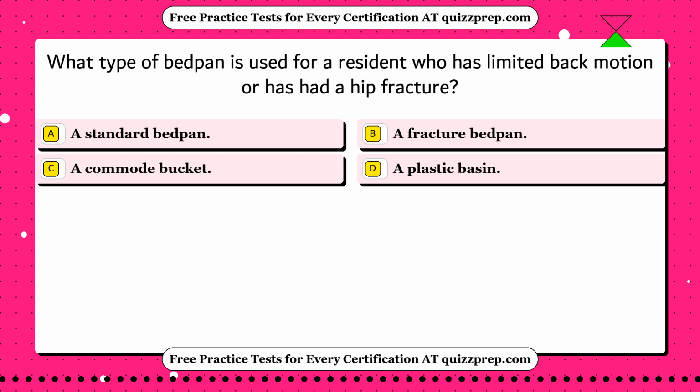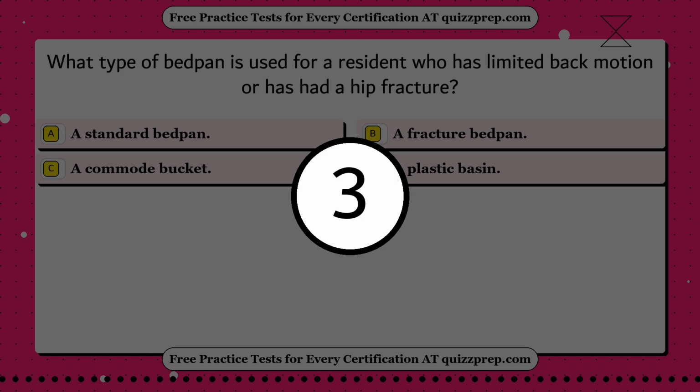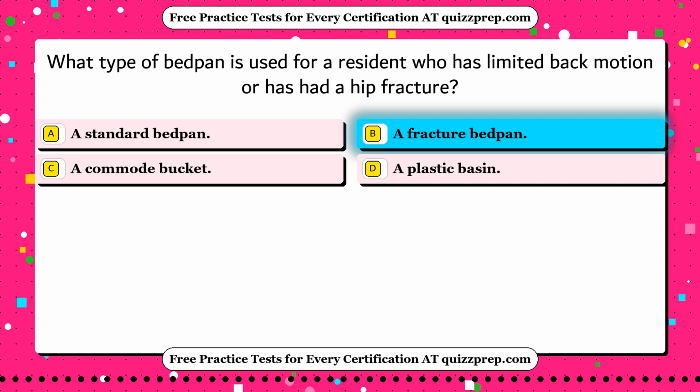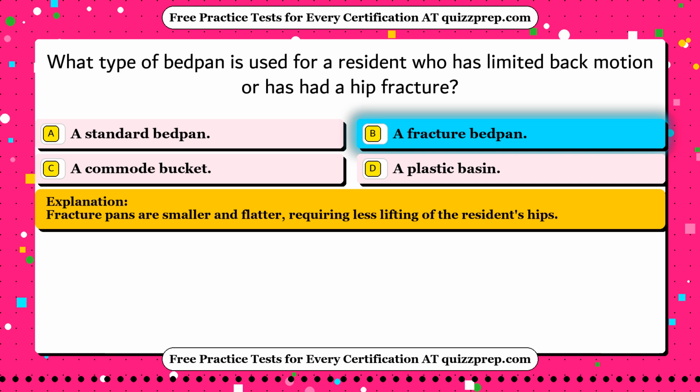Question 45. What type of bedpan is used for a resident who has limited back motion or has had a hip fracture? Option A, a standard bedpan. Option B, a fracture bedpan. Option C, a commode bucket. Option D, a plastic basin. The correct answer is option B, a fracture bedpan. Fracture pans are smaller and flatter, requiring less lifting of the resident's hips.